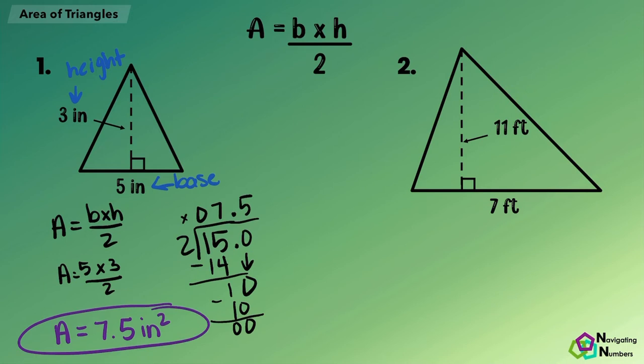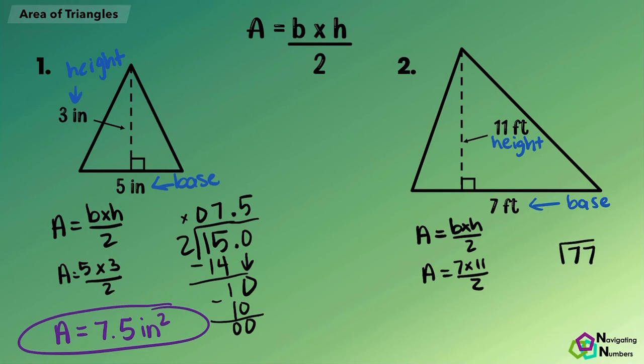Number 2, we have a base of 7 feet and a height of 11 feet. To find the area, we're going to multiply the base times the height. So base times height, and then we're going to divide by 2. So let's substitute. We have 7 times 11 divided by 2. 7 times 11 is 77. So 77 divided by 2 is the area.